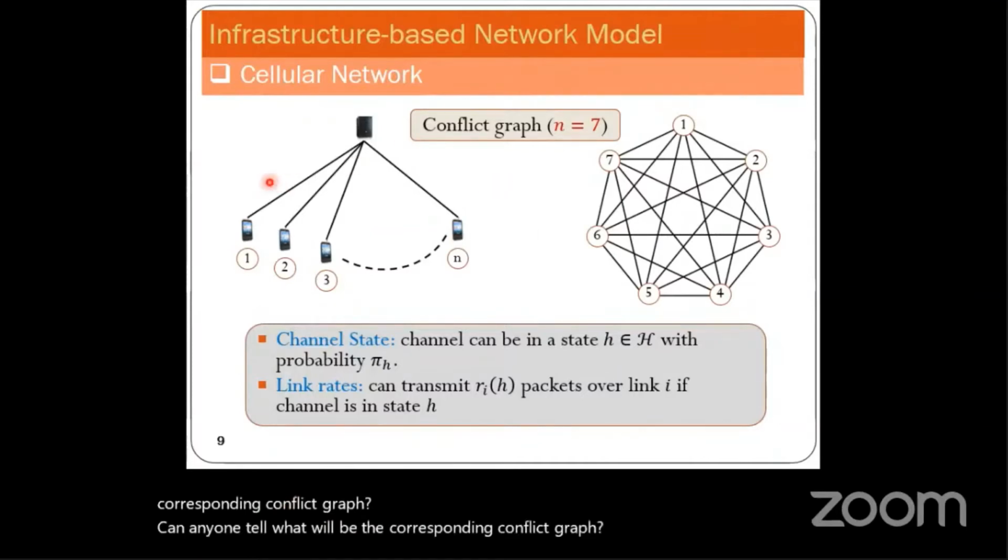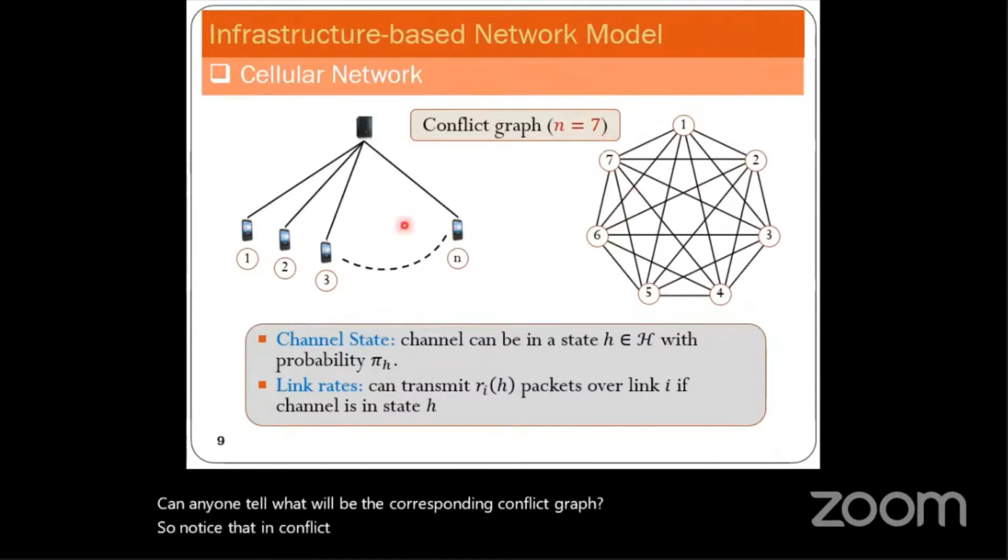Notice that in the conflict graph, say if n is 7, there will be 7 links, and so there are 7 nodes in the conflict graph. And what are the constraints? Communication constraint.